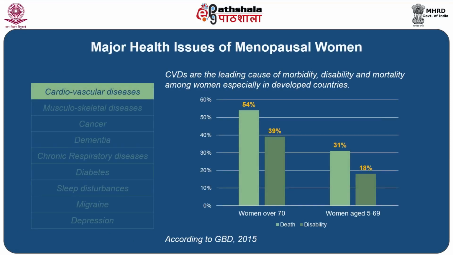Cardiovascular diseases. Cardiovascular diseases are the leading cause of morbidity, disability and mortality among women, especially in developed countries. According to the Global Burden of Disease Report 2015, about 54% of all deaths and 39% of all disability among women over 70 was caused by cardiovascular diseases, while in women aged 50 to 69, the corresponding percentages are 31% and 18%.